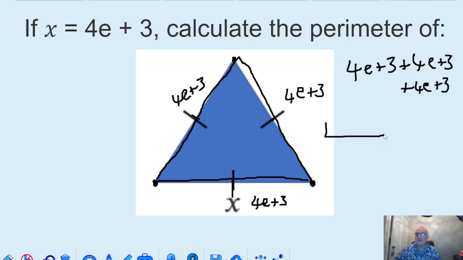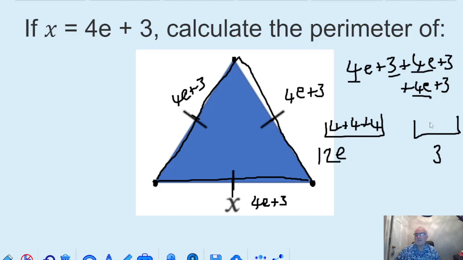So two things: I've got my e's and I've got my 3's. I've got 4 lots of it plus 4 lots of it plus 4 lots of it. That's going to give me 12 lots of e, and I've got 3 plus 3 plus 3, which is going to give me 9. Okay, so my answer is 12e plus 9.